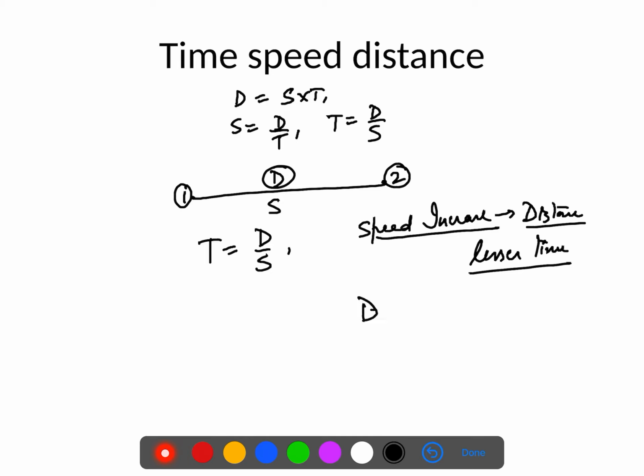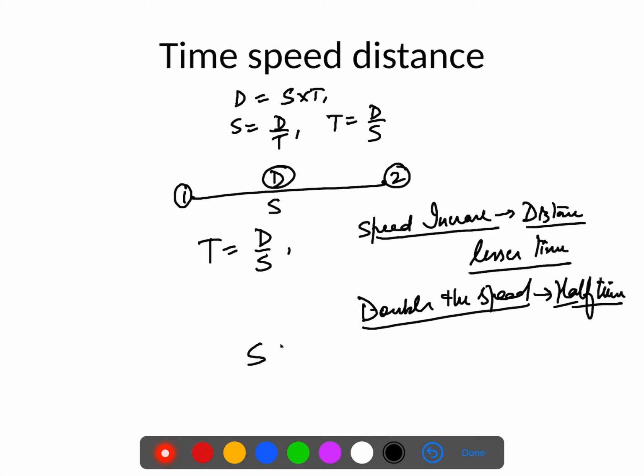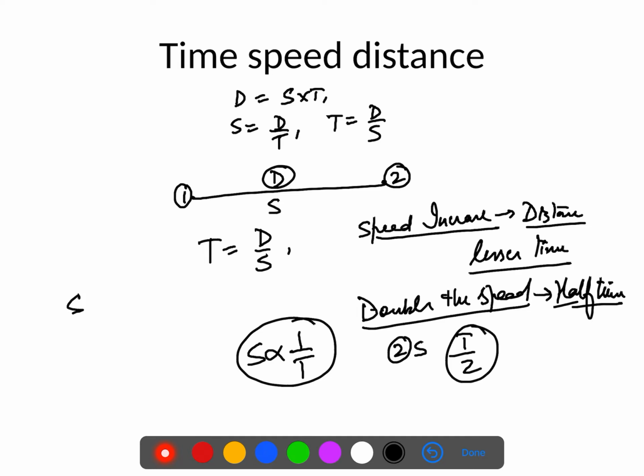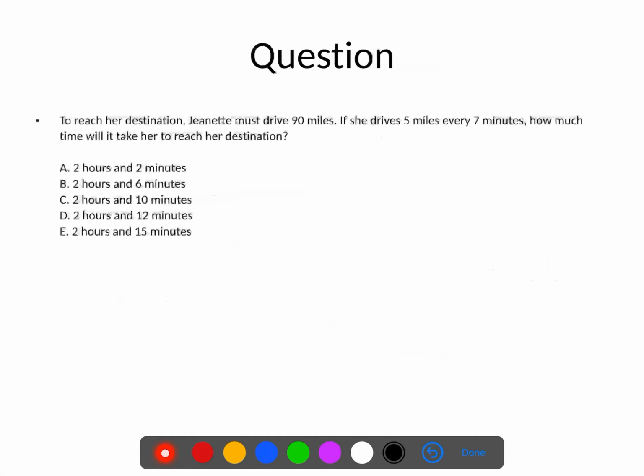Let's say I double the speed. So if I double the speed, I'll take half the time. For the same distance, if I'm traveling at double the speed, I'll take half the time. So speed is inversely proportional to time. What it means is, if speed is getting multiplied by 2, time will get divided by 2. If speed gets divided by 3, time will get multiplied by 3. That's what it means. Let's see some questions.